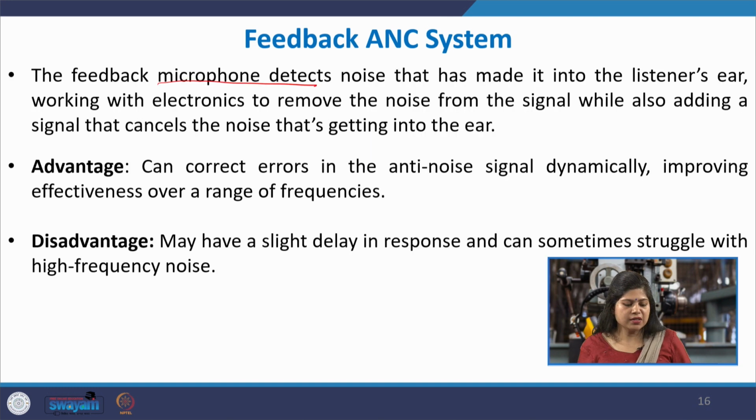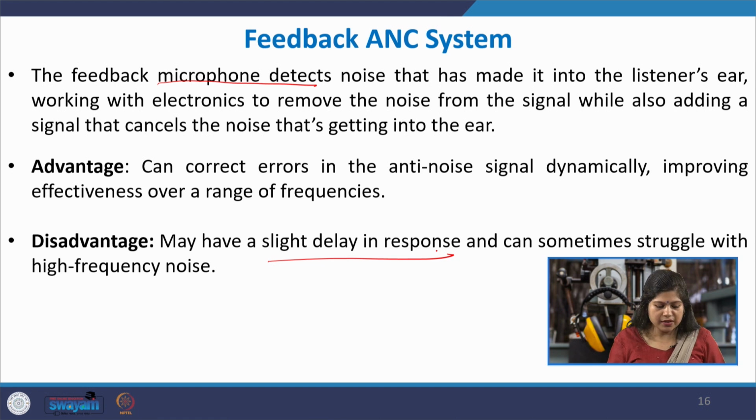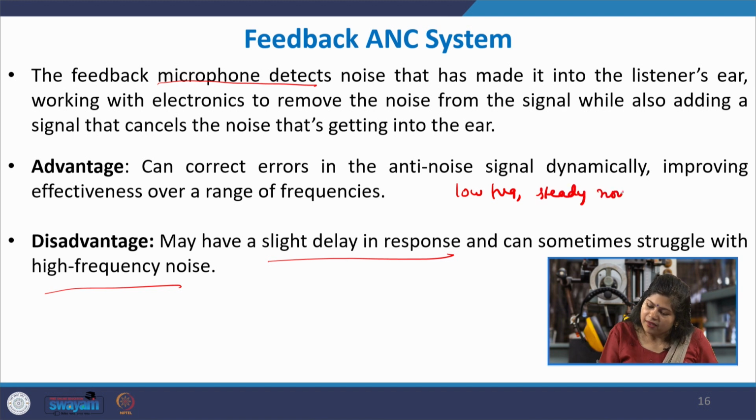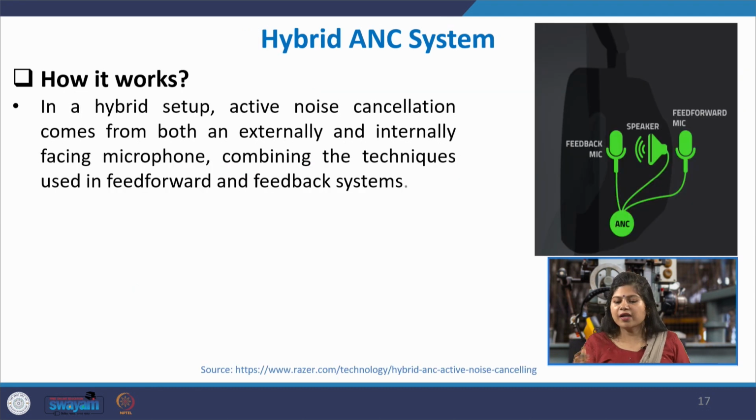Similarly, if you have high frequency sounds, which means rapidly fluctuating sounds with respect to time, again this lag from the measurement of the signal at the ear to the generation and the creation of the anti-noise becomes very evident at higher frequencies, and hence this delay in the response is there, especially at the high frequencies. But suppose you have a low frequency and very steady noise, then this system will correct the errors and give you more perfect cancellation compared to the feed forward system. Then we have the hybrid system.